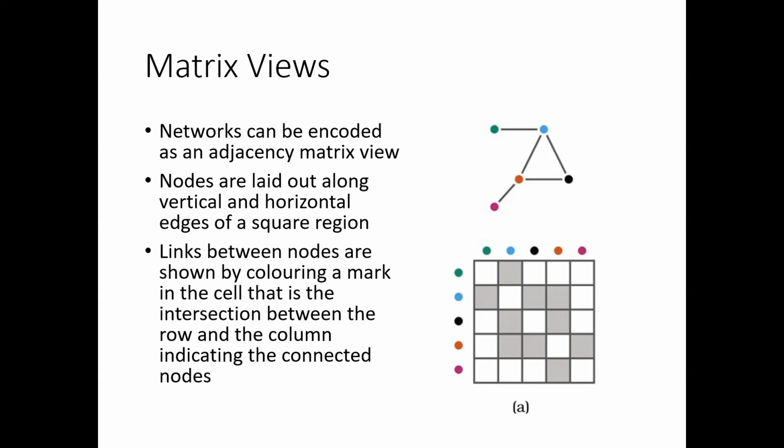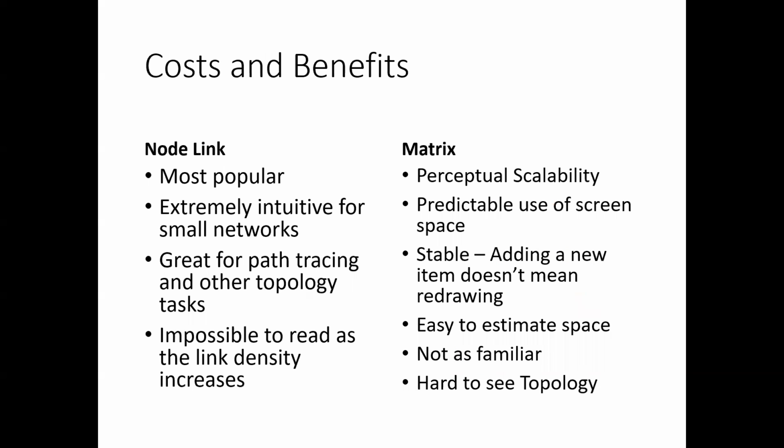So the node link is the one shown at the top, and the matrix is the one shown at the bottom. The node link is the most popular, and it's extremely intuitive for very small networks. So it's great for path tracing and other topological tasks. But as it gets larger, you have a tendency to get those hairballs or too many connections, and it becomes difficult to read.